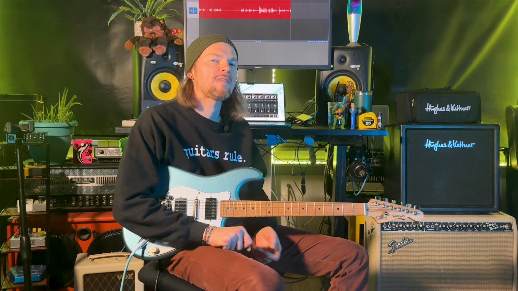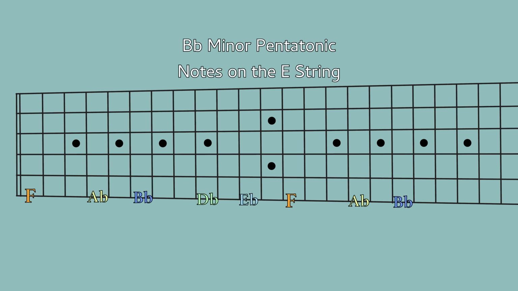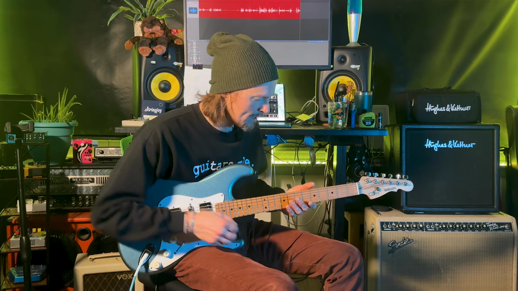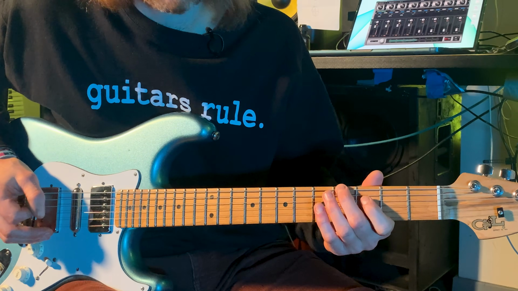Now go ahead and play shape 5 of B flat minor pentatonic. Did you figure it out? Where does shape 5 start for B flat minor pentatonic? The answer is it starts on fret 4.